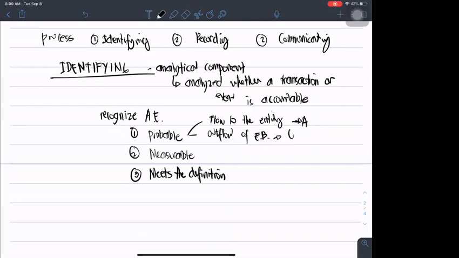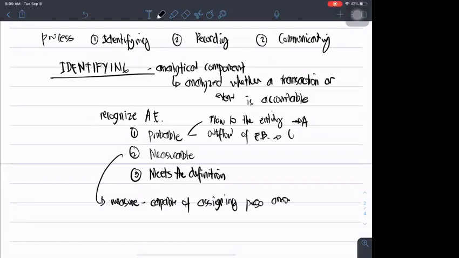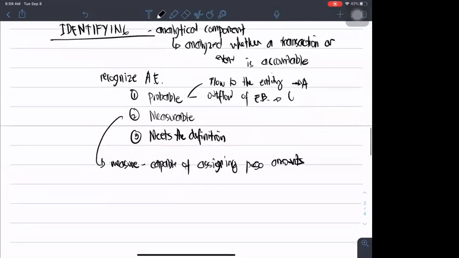Okay. So, it must be capable of assigning peso amounts. If ever we are to measure, how do we measure? We measure by our functional currency, which is the Philippine peso. So that is your measurable.